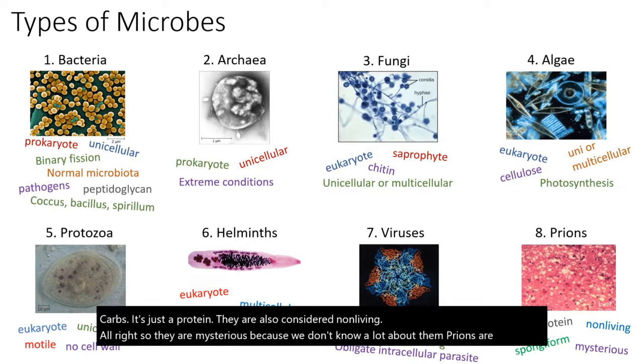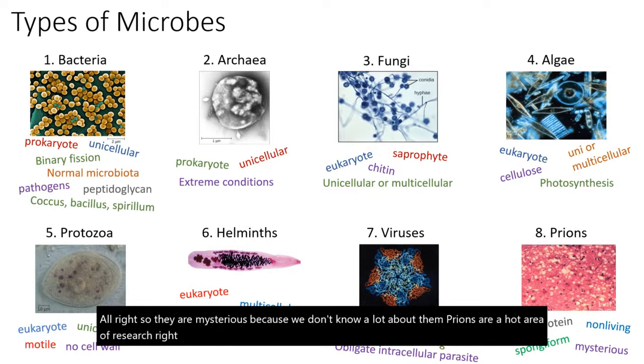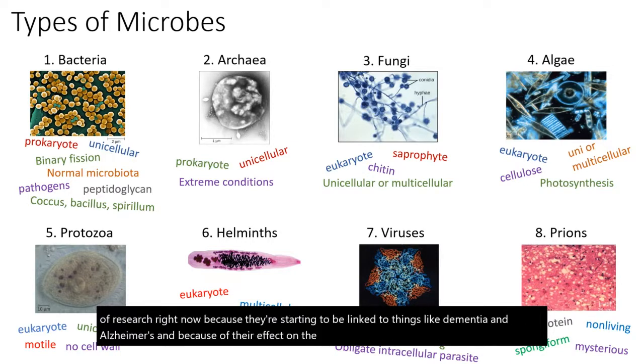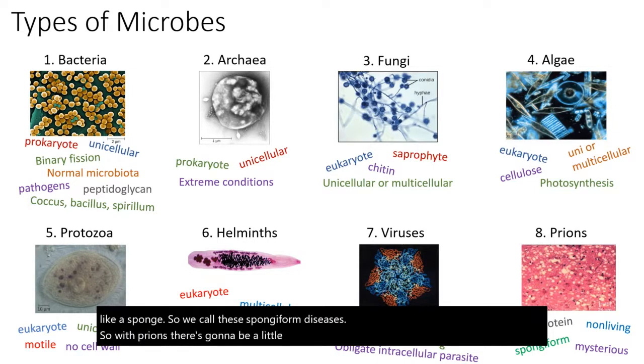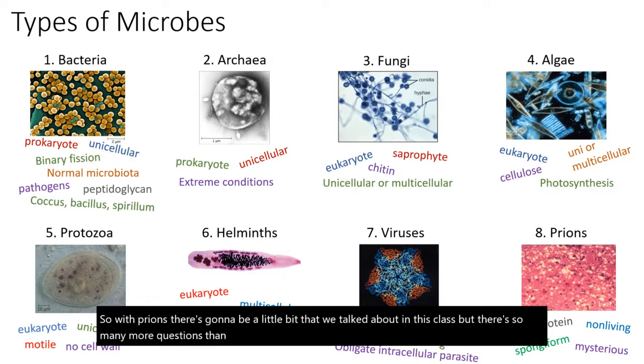Prions are a hot area of research right now because they're starting to be linked to things like dementia and Alzheimer's because of their effect on the brain. Again, they make the brain tissue look like a sponge, so we call these spongiform diseases. With prions, there's a little bit that we talk about in this class, but there are so many more questions than answers out in the scientific community right now that we just say they're a mystery. They're really cool, but they're a mystery.